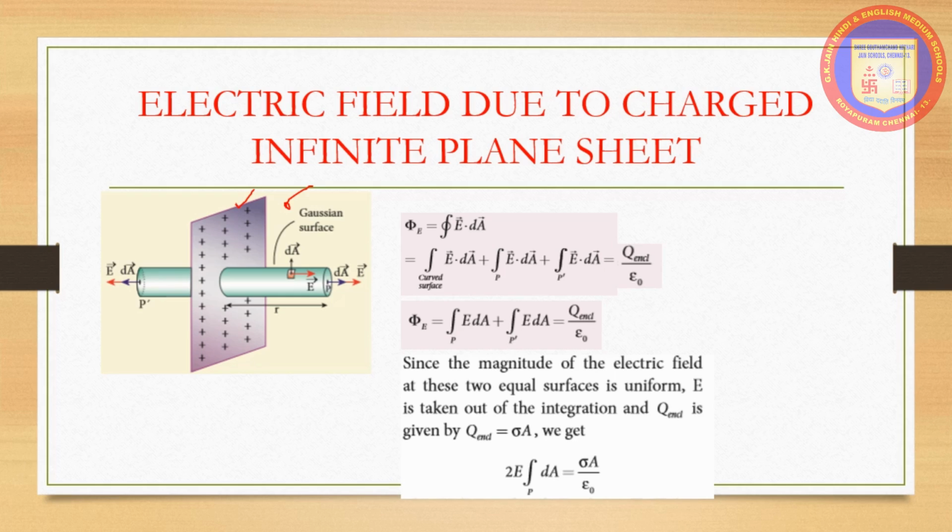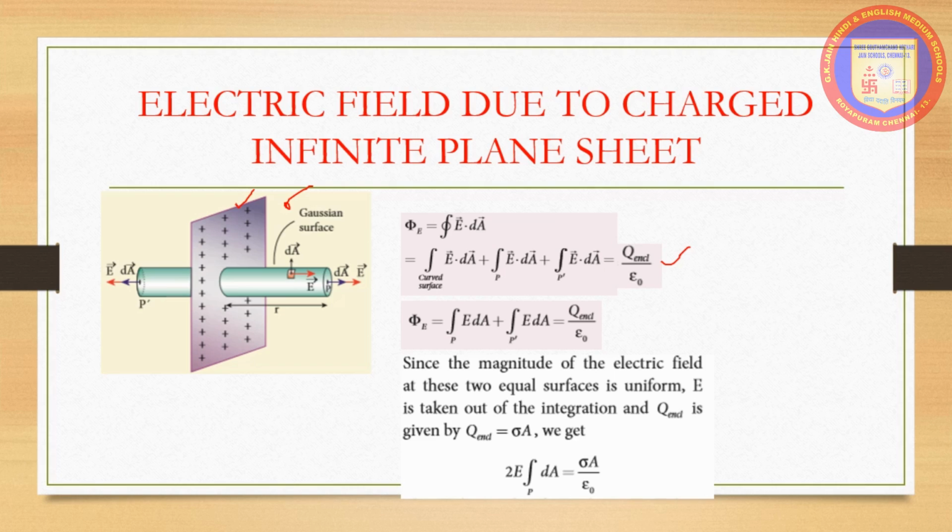A cylindrical shaped Gaussian surface of length 2r and area A of the flat surface is chosen such that the infinite plane sheet passes perpendicular to the middle part of the Gaussian surface. Applying Gauss law for the cylindrical surface, phi E is equal to the closed integral of E dot dA. In the same way, we can split the closed integral into three parts: the integral over the curved surface of E dot dA, plus the integral at the point P of E dot dA, plus the integral at P dash of E dot dA, which is equal to Q enclosed divided by epsilon naught.